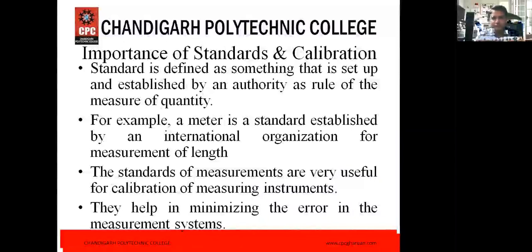Next is the importance of standards and calibration. Standard is defined as something that is set up and established by an authority as a rule of measure of quantity. For example, a meter is a standard established by an international organization for measurement of length. They help in minimizing the error in measurement systems.